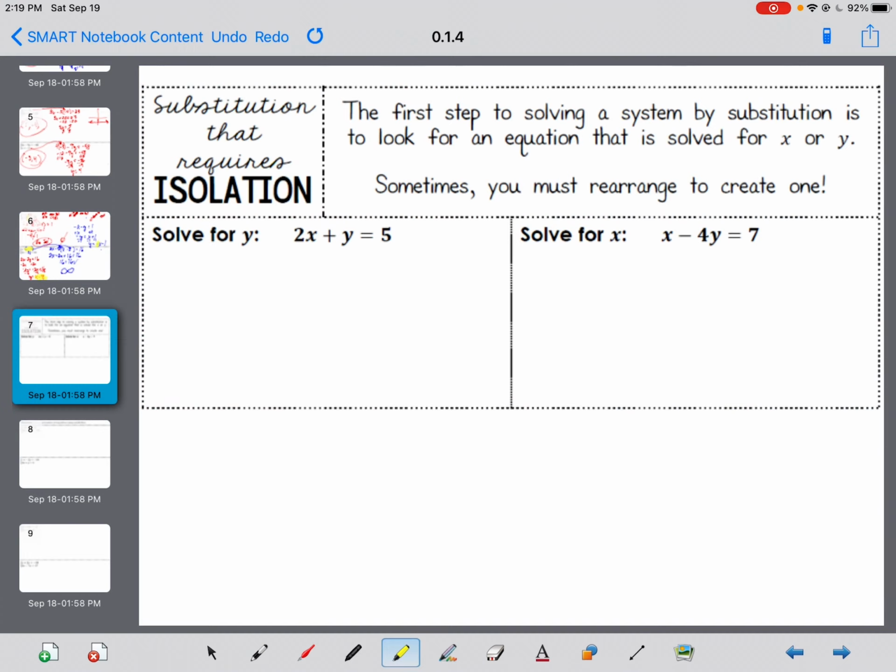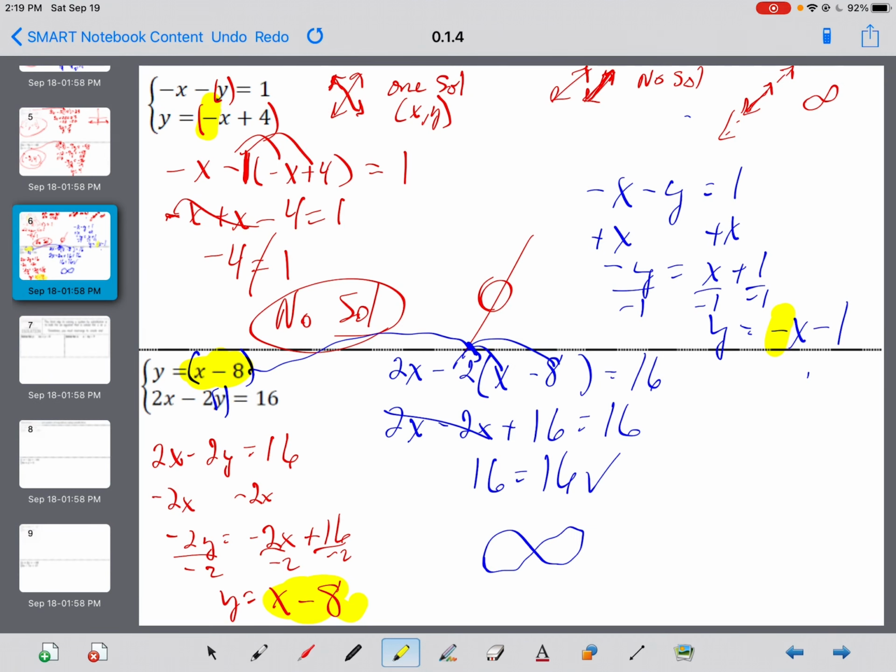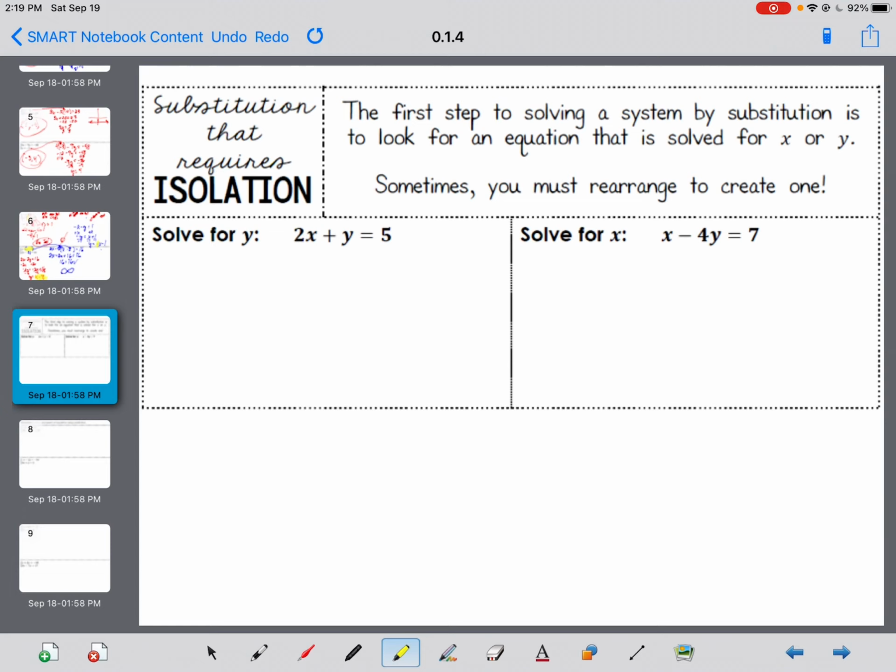Okay, substitution requires isolation. If they don't give you, like we just had in all of these, one of the equations where y or x is equal to everything else on the other side, the first step you have to do to solve a system by substitution is look for an equation that is solved for x or y. But sometimes you need to rearrange. So let's just do a little rearrange here. This one says solve for y. So we want to get this part by itself. So that means that I need to move this. So that's subtract 2x. Y equals negative 2x plus 5.